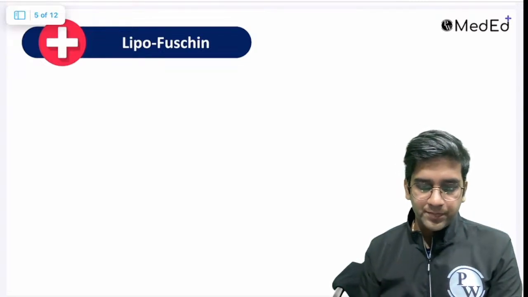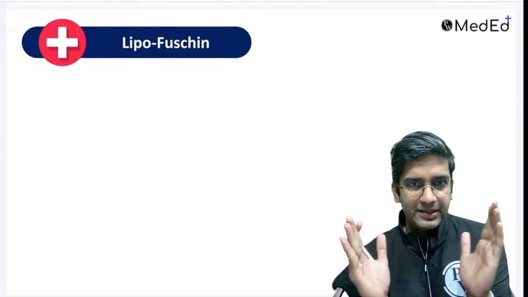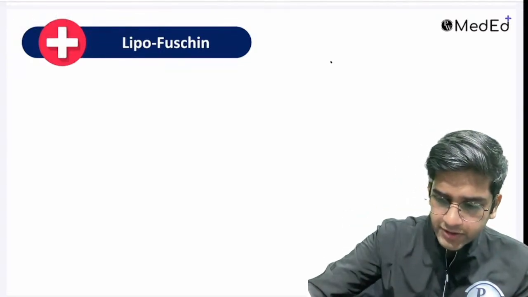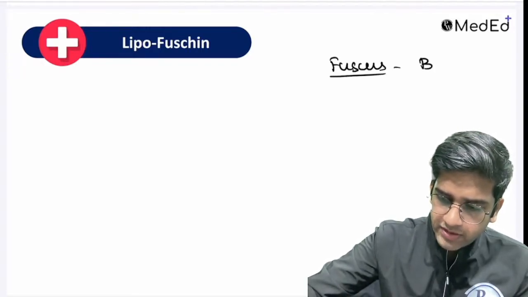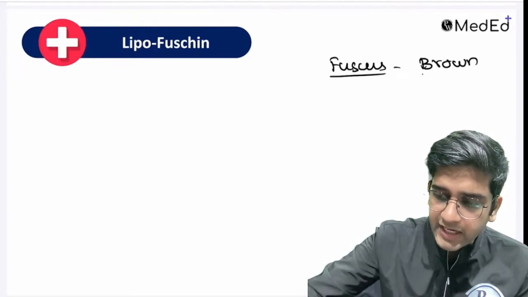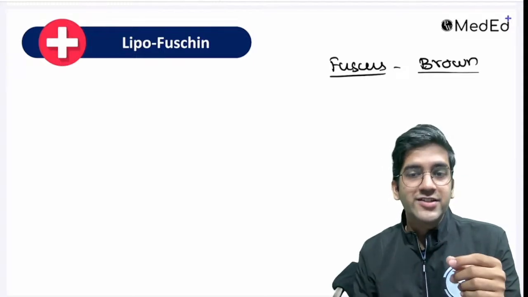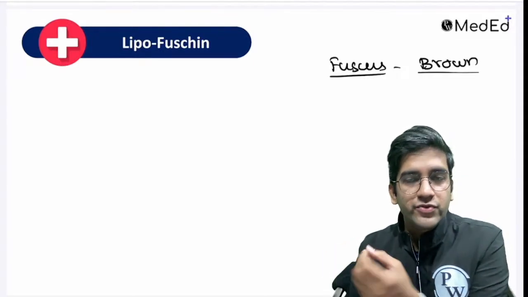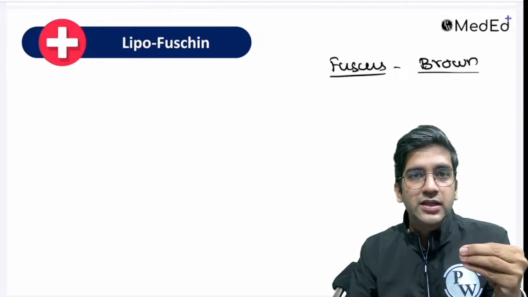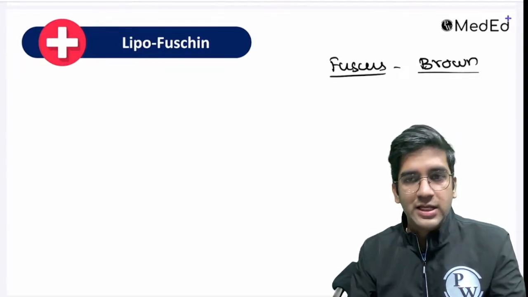Now let's take lipofuscin. Lipofuscin came from the term fuscus. Fuscus means brown. So it's a combination of lipo plus fuscin, a lipid which is brown in color. That's what we call lipofuscin, right?